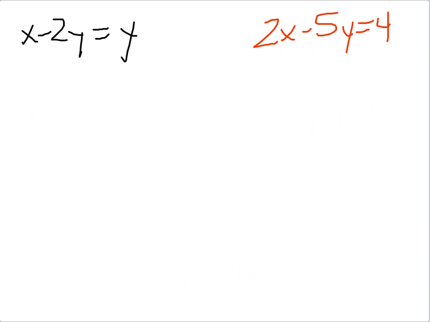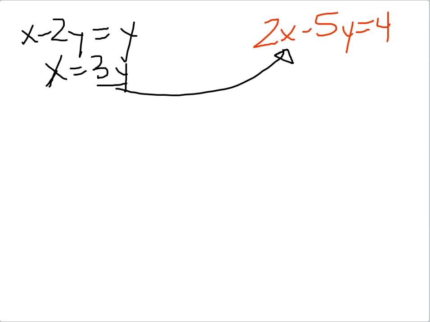Okay, so I have x minus 2y equals y, and 2x minus 5y equals 4. So I'm going to solve the first one for x. Now something to keep in mind here is that second one, both x and y have a coefficient, so it's not convenient to solve that for either x or y, because then you're going to have to do some dividing. But back to the first one, I'm going to add 2y to both sides, so I get x equals 3y, and I'm going to take that and plug it in, or substitute, as it were.